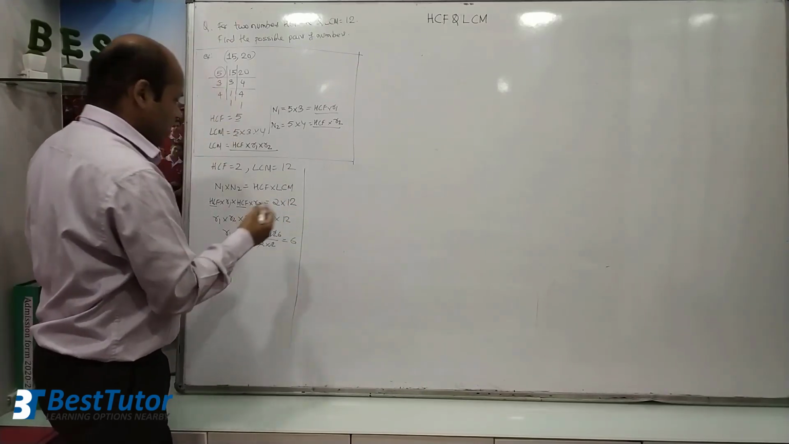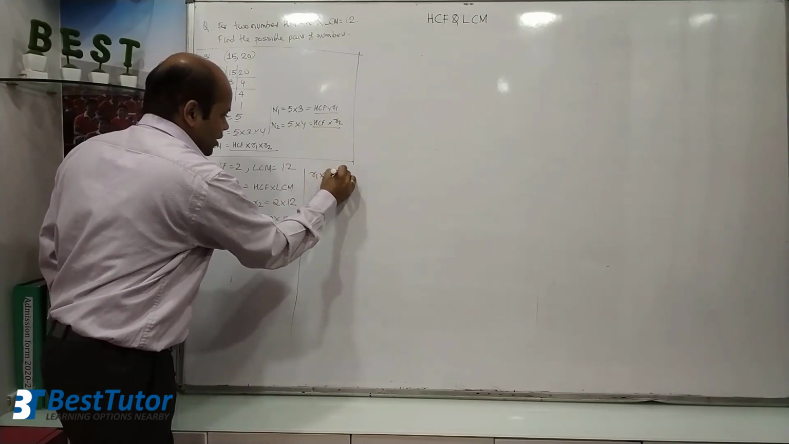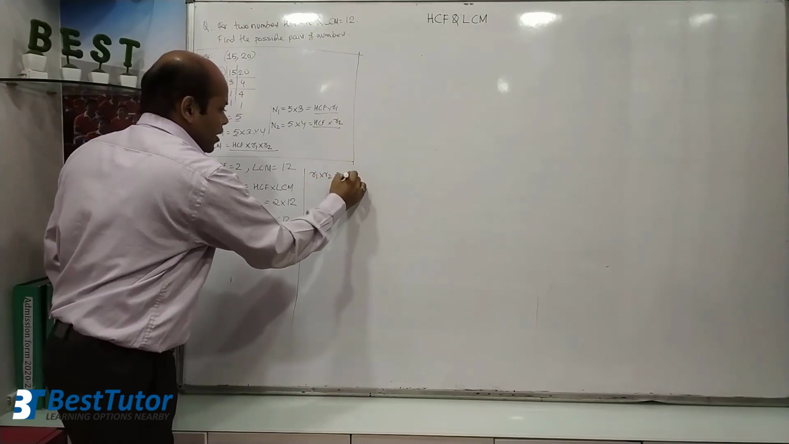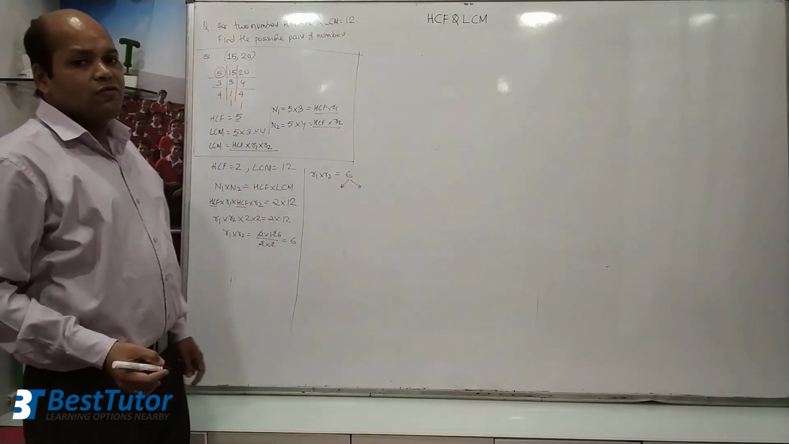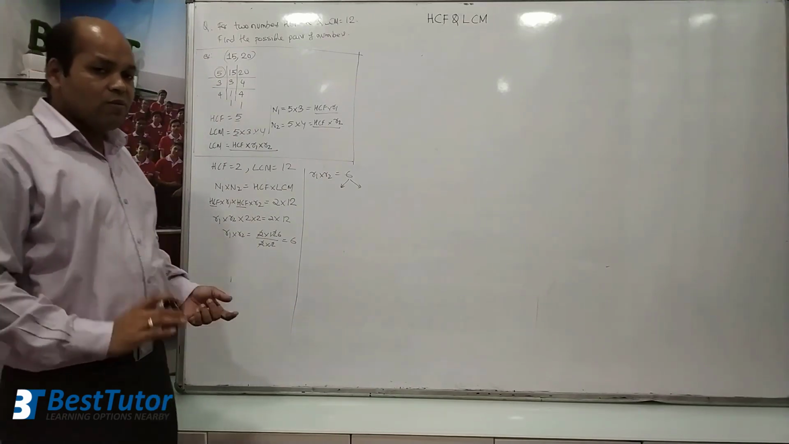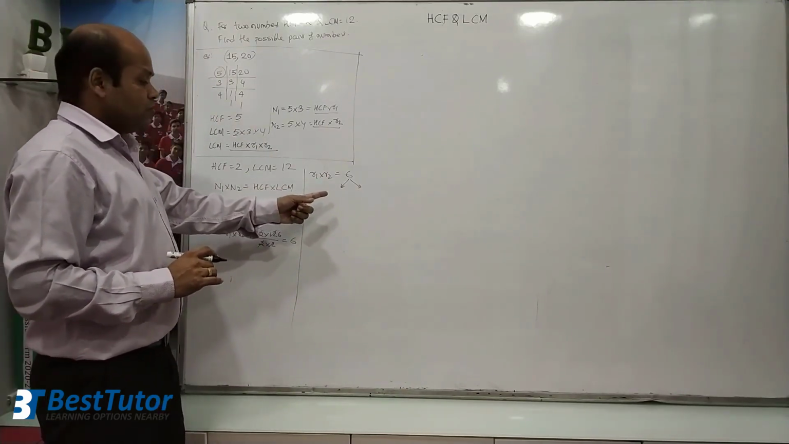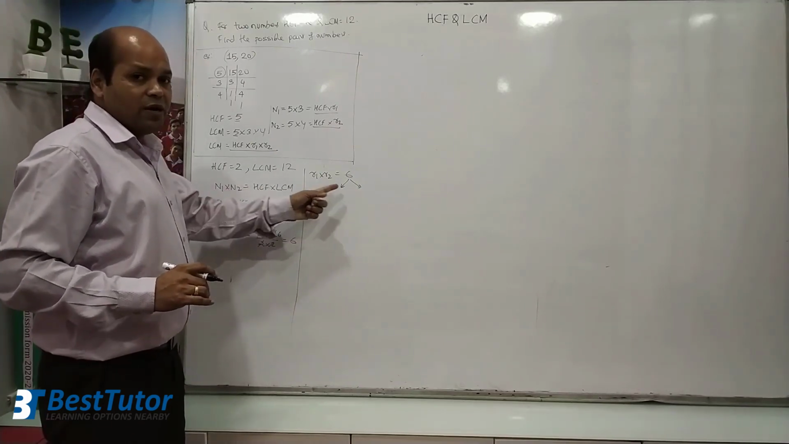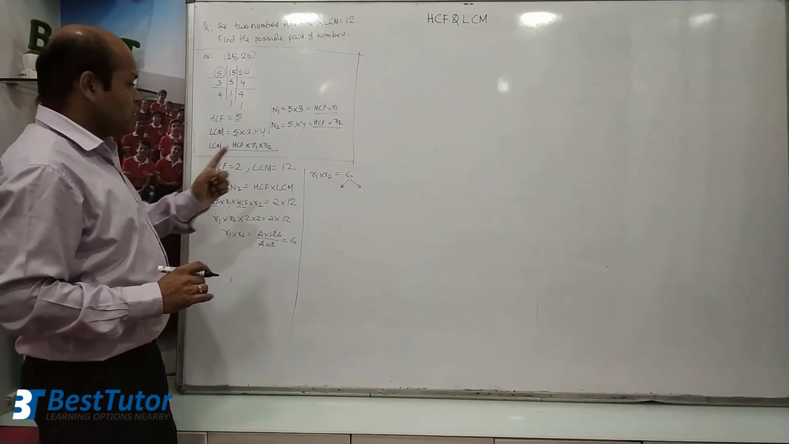Now, I'll continue this here. We got R1 into R2 as 6. So, we have to look at which are the two relatively prime numbers which will give R1 into R2 as 6. Do remember, they should be relatively prime. They should not have any common value. Because if they have a common value, common divisor or common multiple, then the HCF will change. Right?